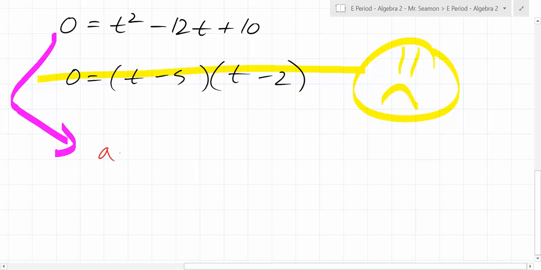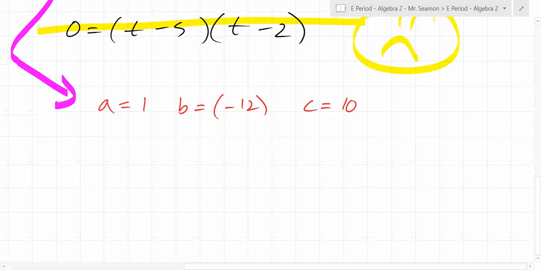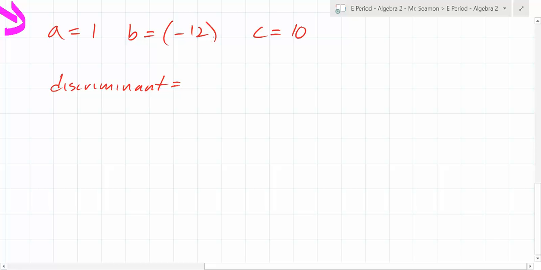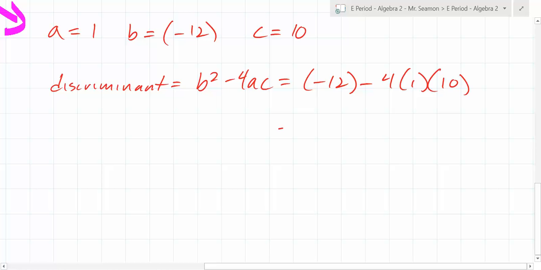Can you tell me what A is, Milo? A is 1. What's B? And Emmett, what's C? Correct. So Zoya, what do I find first when I'm using the quadratic formula? The discriminant. And we know that the discriminant in the formula is what squared minus what times what? B squared minus 4ac. Correct. So in this case, it's going to be negative 12 squared minus 4 times 1 times 10.